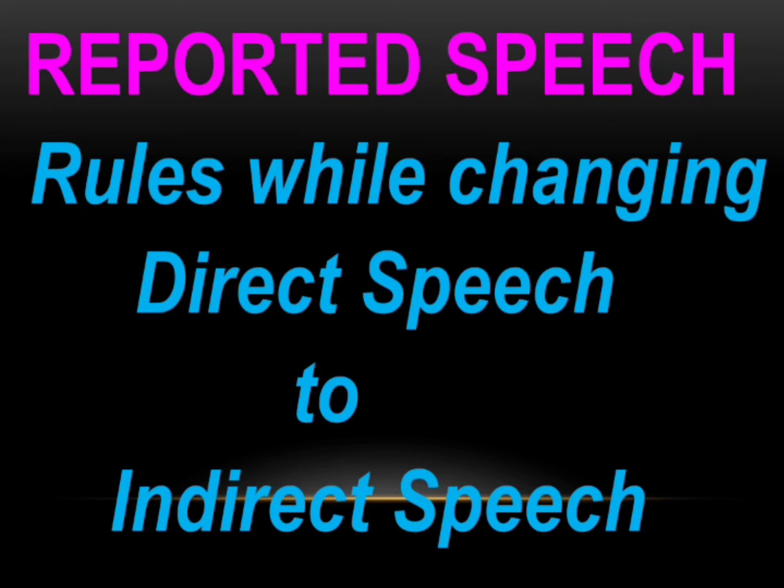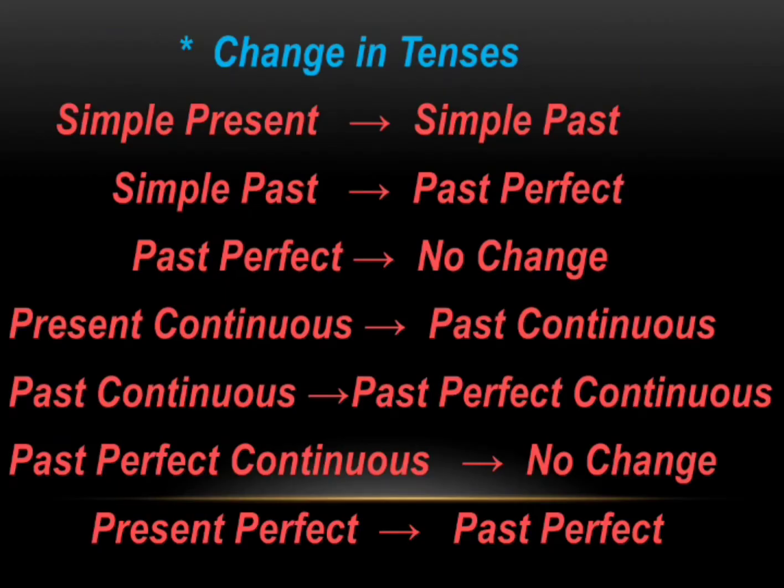There are various rules to be followed to change direct speech to indirect speech. The first one is the change in tenses. If the tense in the reported speech, that is in the direct speech, is simple present tense, we have to change the tense to simple past tense. If the tense in the direct speech is simple past, we have to change it into past perfect.